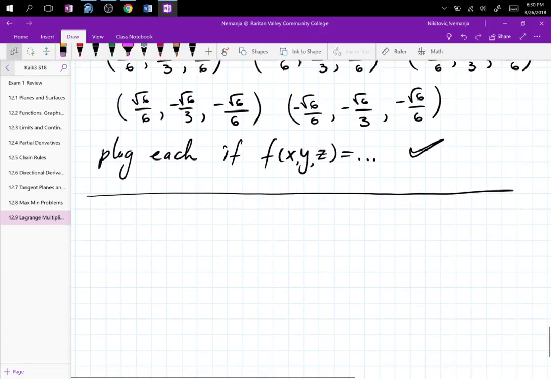Let's find another example because we can. Oh, by the way, I didn't mention this before. How many constraints can you have? Is it just one? Or can you have as many as you want? Yeah, exactly. As many as you want.